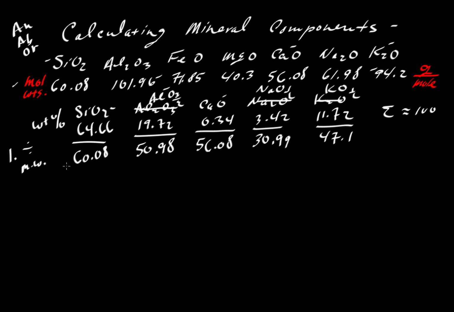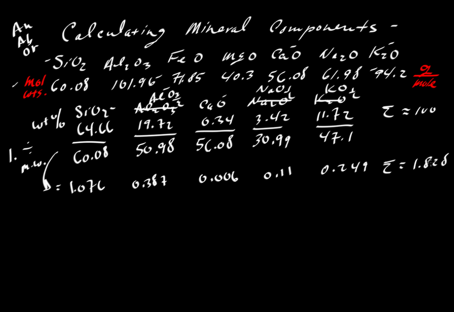So we have these molecular weights, and when we do those series of division problems, here are the numbers we get. For silicon, we would get 1.076. For aluminum, something close to 0.387, about 0.006 for calcium, 0.11 for sodium, and about 2.249 for potassium. And the sum of all those things is about 1.828. That's an odd sum to work with, so we will renormalize.